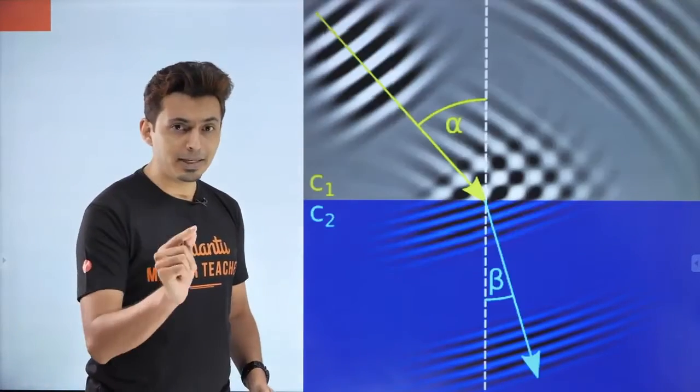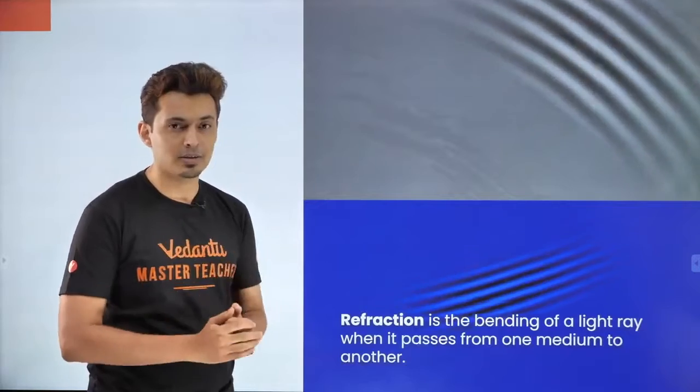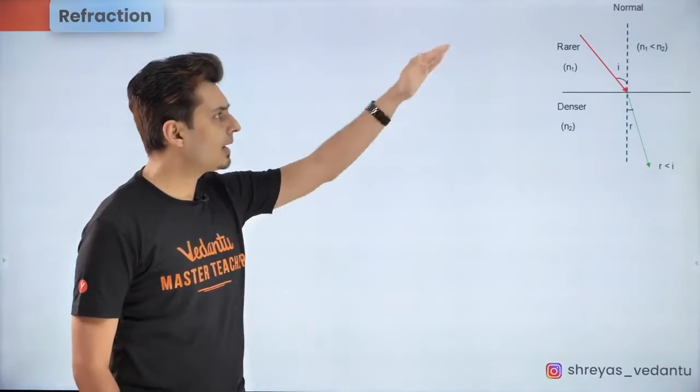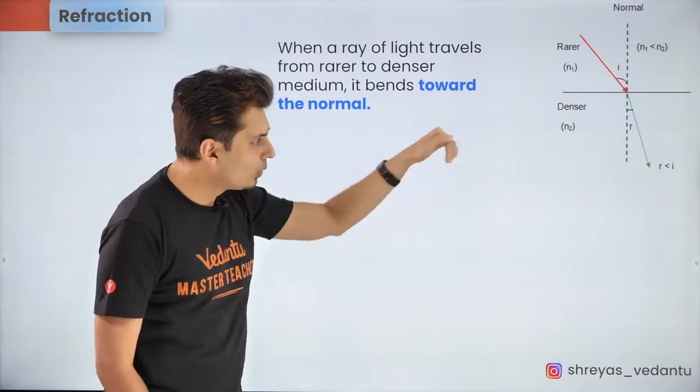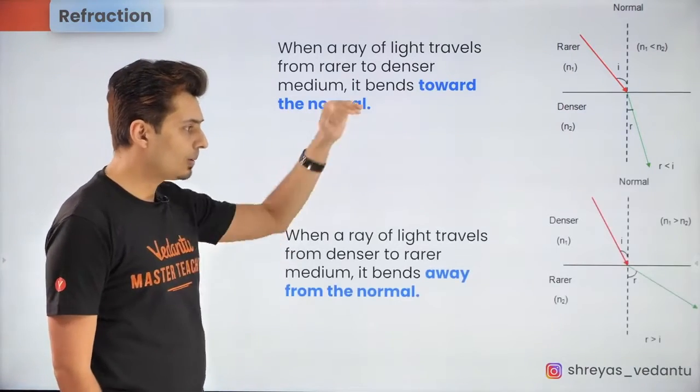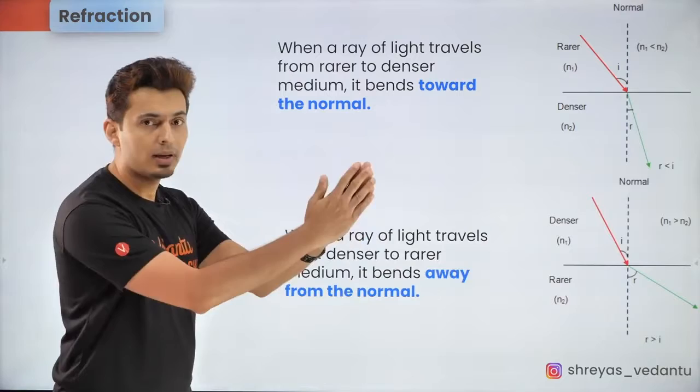When light changes the medium, then it also changes its speed and it also bends. This phenomenon is called refraction. Now when the light rays go from a rarer medium like air to a denser medium like water, then they bend towards the normal. But if they go from a dense medium like glass to a rare medium like air, then they bend away from the normal.